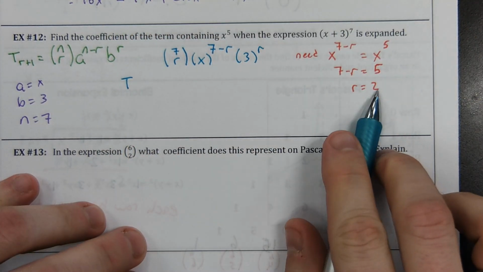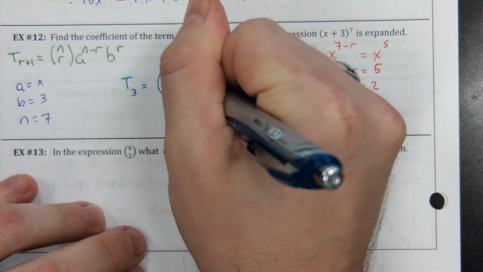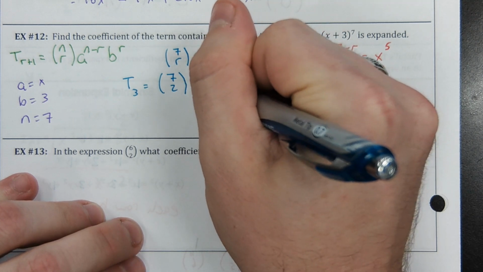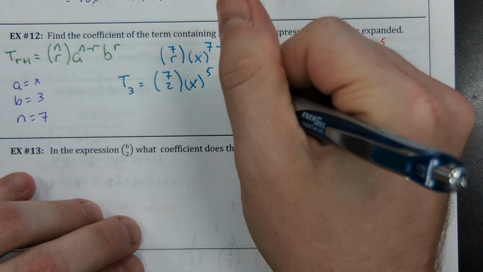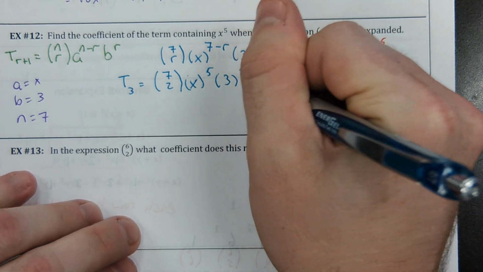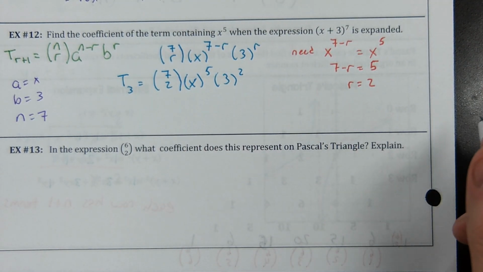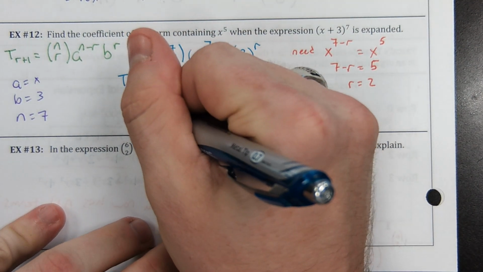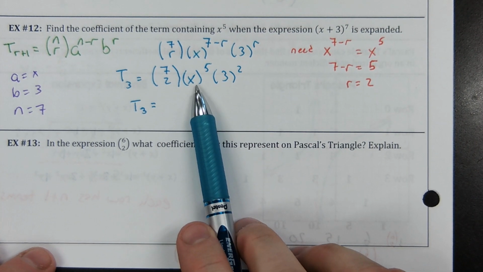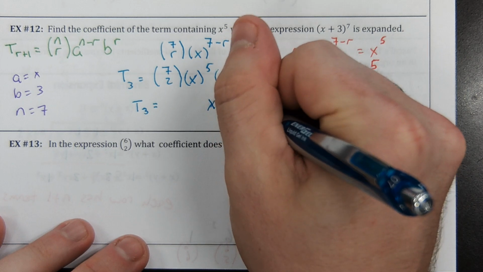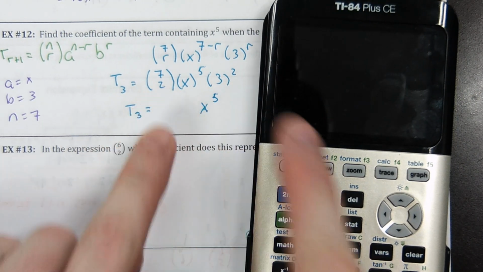Term r plus 1, so term 3, is 7 choose 2, x to the fifth, 3 to the 2. Now look, I don't feel like writing out the 7th row of Pascal's triangle, so I'm going to grab a handy dandy calculator. You know that the calculator can't deal with variables, so I'm going to write x to the fifth at the back. But what I am going to do is figure out what these two things multiply to get me.